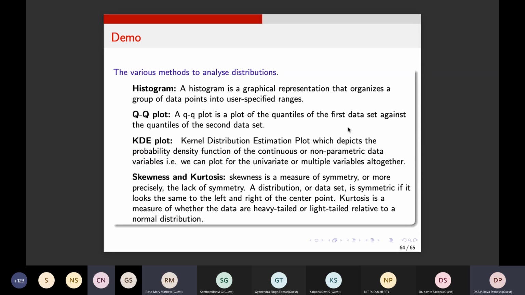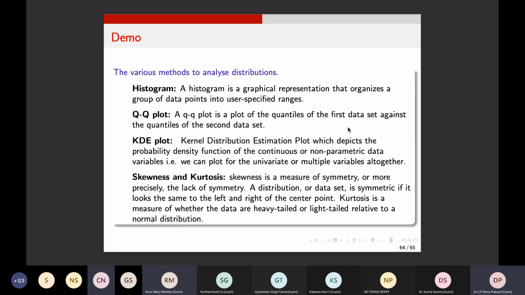So a histogram is a graphical representation that organizes a group of data points into user-specified ranges. Whereas the QQ plot is a plot of quantiles of the first data set against the quantiles of a second data set. And KD plot is a kernel distribution estimation plot, which depicts the probability density function of continuous or non-parametric data variables. That is, we can plot for a univariate or multiple variables altogether.